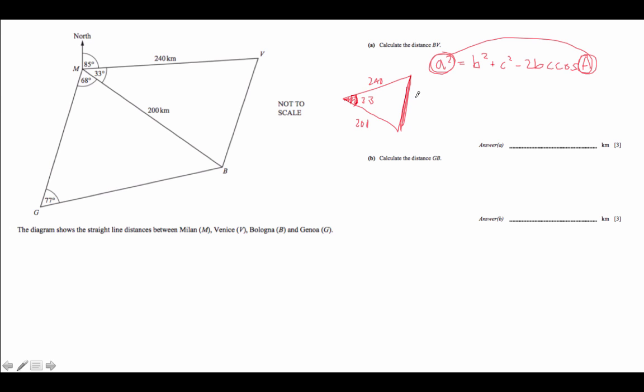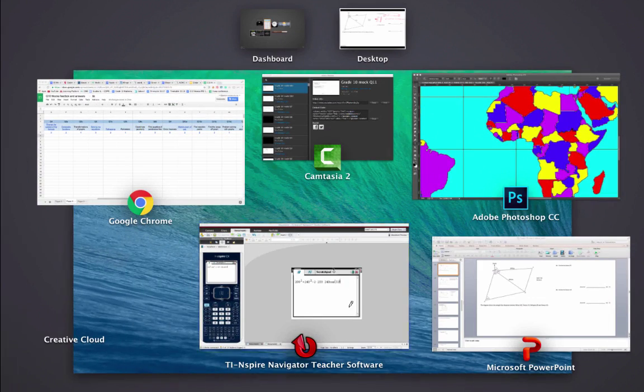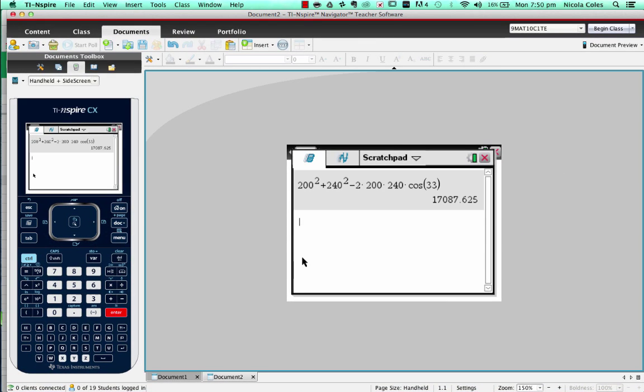So because we want this length here, then a must be 33 cos A. So a squared equals, these two sides can be in either order, 240 squared plus 200 squared, take away 2 times 240 times 200 cos, it's got to be 33. So on a calculator, if you did that, you would have got an answer of 17087.